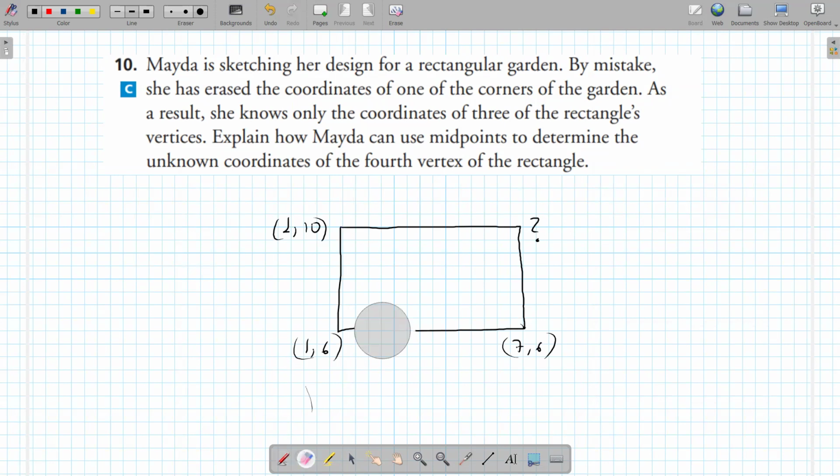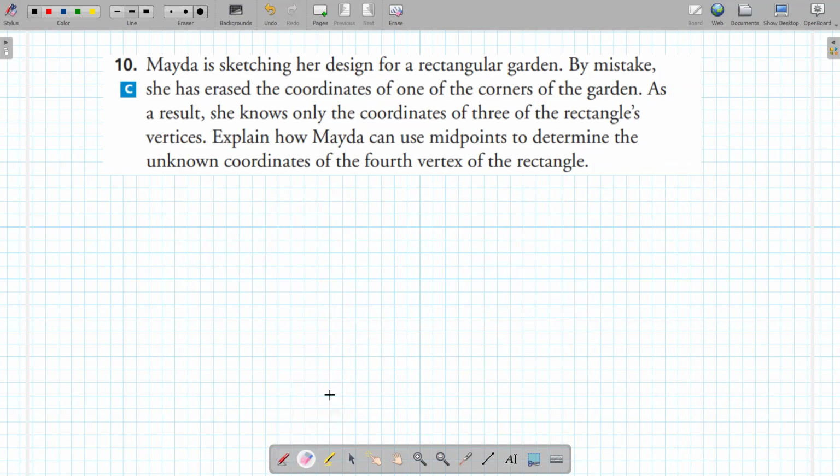That was pretty easy. What if it wasn't horizontal? What if it was in this shape?